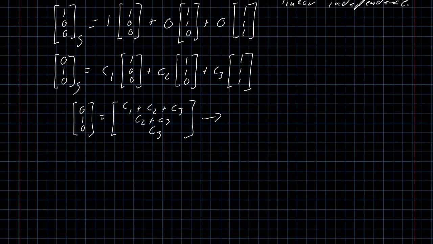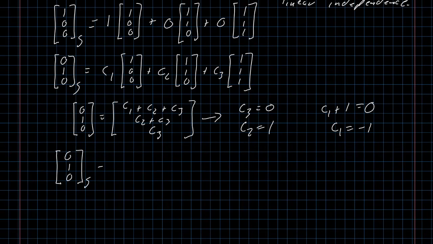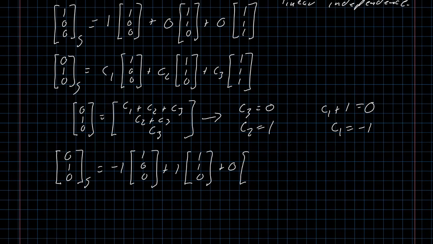The bottom row tells me immediately that C3 is equal to 0. Plug that result into the second row, and it immediately tells me that C2 is equal to 1. And plug both of those results into the first row, and I get that C1 plus 1 is equal to 0, which means that C1 itself must be negative 1. So 0, 1, 0 under S is negative 1 times 1, 0, 0 plus 1 times 1, 1, 0 plus 0 times 1, 1, 1.